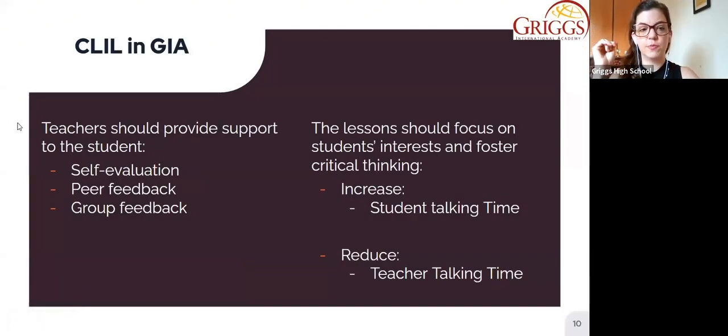Teachers should provide support to the students through self-evaluation, peer feedback, and group feedback. The lessons should focus on students' interests as much as possible and foster critical thinking, always trying to increase student talking time and reduce teacher talking time. I think our goal as teachers is always to try to reduce our teacher talking time, so we don't have lecture-based lessons all the time.